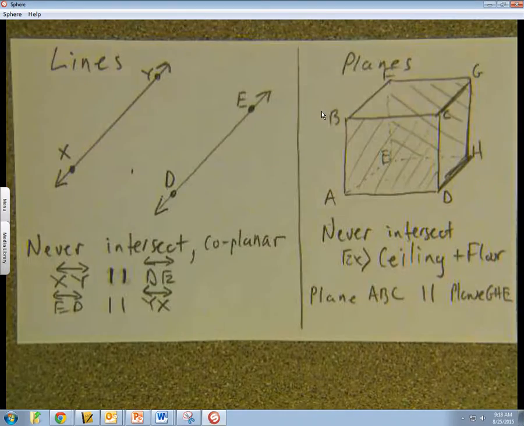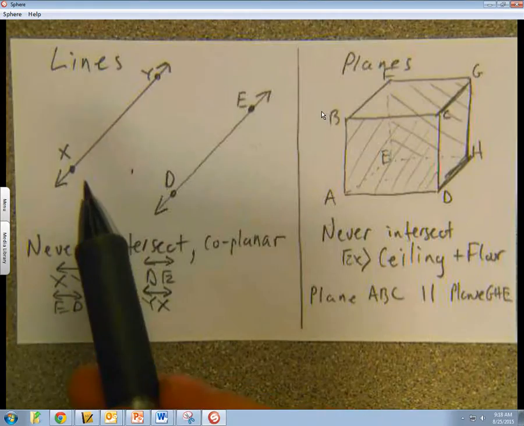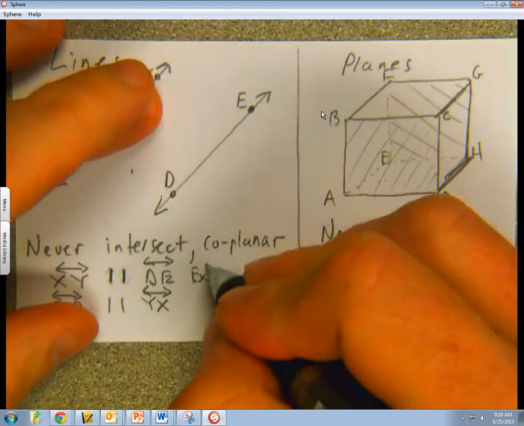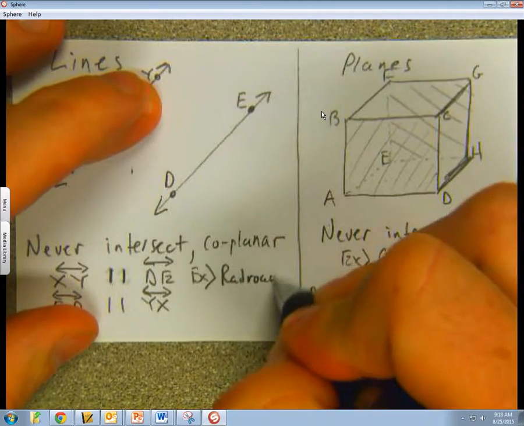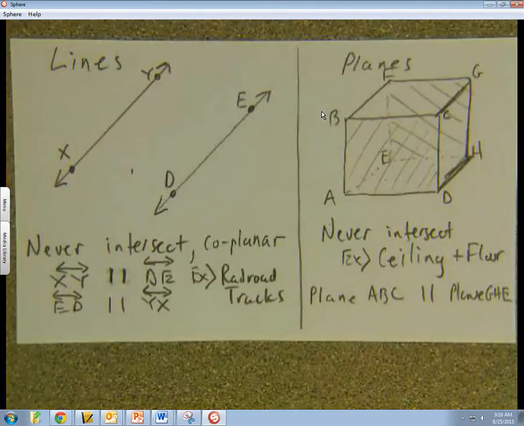So that's parallel. I guess we didn't do a real world example over here. Kind of the classic one is railroad tracks. So that is parallel.